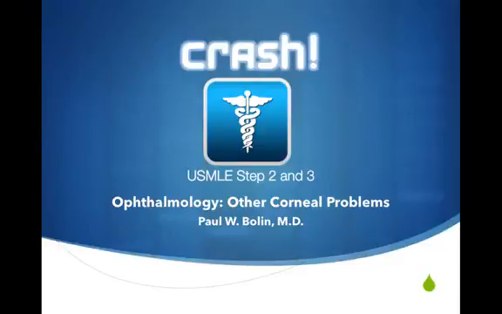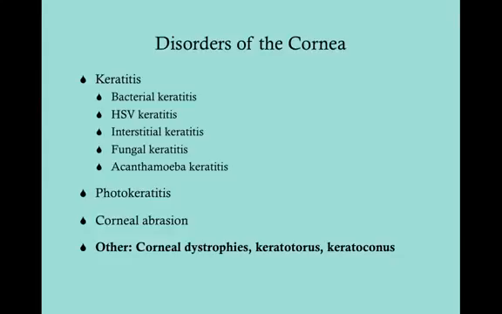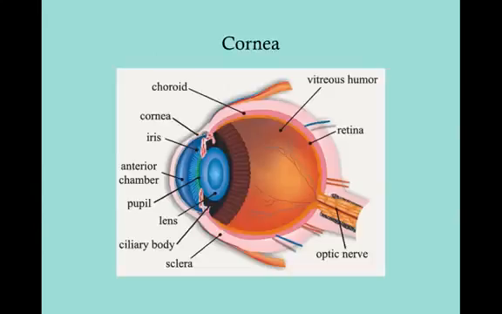We'll talk here about some other corneal problems. So we'll talk about the wide range of corneal dystrophies as well as keratoconus. So the cornea is seen here. It's right here. It's this transparent portion consistent with the sclera that covers the anterior chamber.